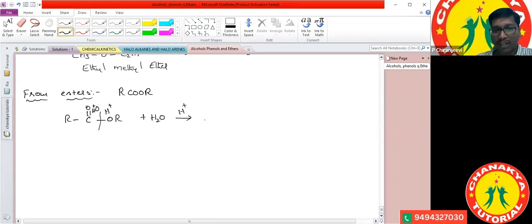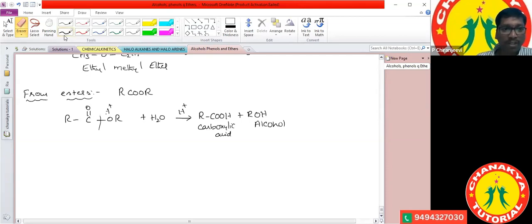Now after adding the OH minus, one is converted into the carboxylic acid, RCOOH, and another one is converted into ROH. ROH group is called an alcohol, and RCOOH is called a carboxylic acid. Both are liquids. Liquids can be separated by which method? Distillation method. The mixture of liquids can be separated by the distillation method. Now we got the clarity.